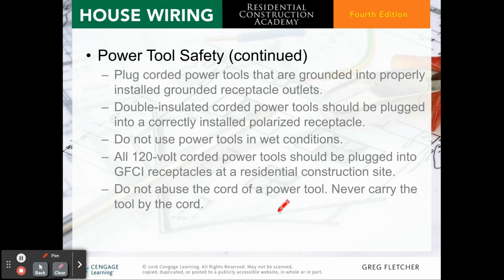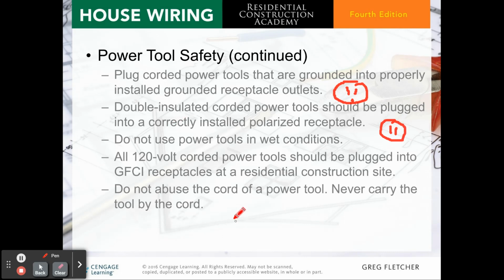Always plug corded power tools that are grounded into properly installed grounded receptacle outlets. Double insulated corded power tools should be plugged into a correctly installed polarized receptacle. Now the difference between: this one is a grounded outlet, so it'll look like that, kind of. The polarized doesn't have the grounding prong in the bottom, so you'll only see that.